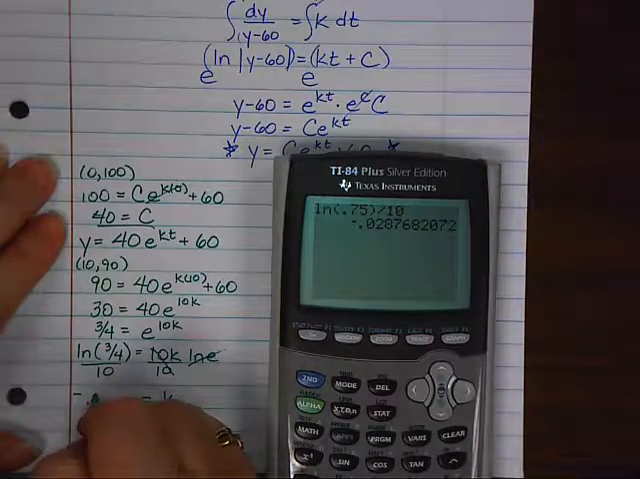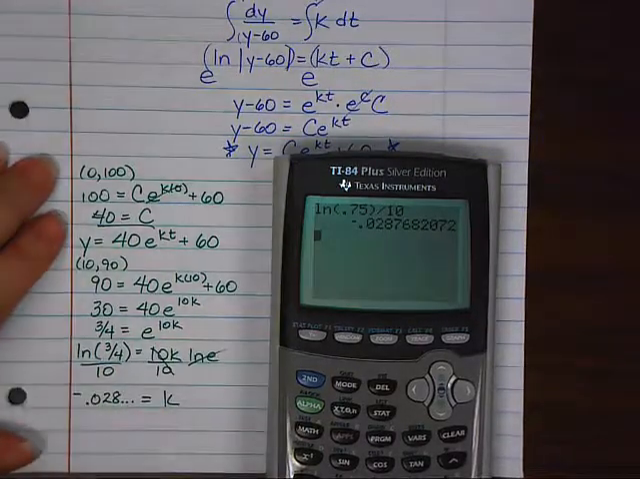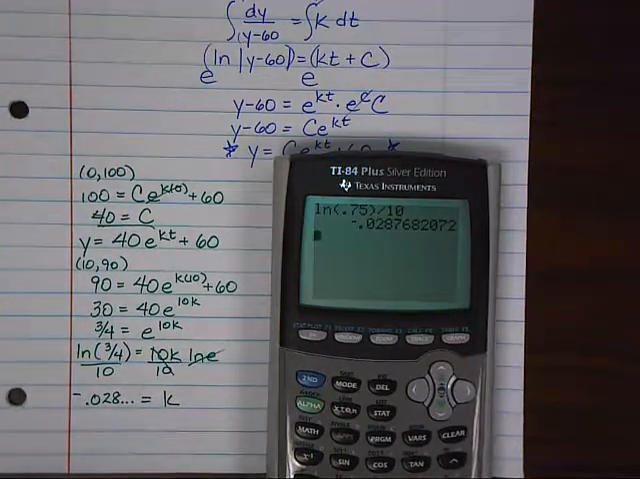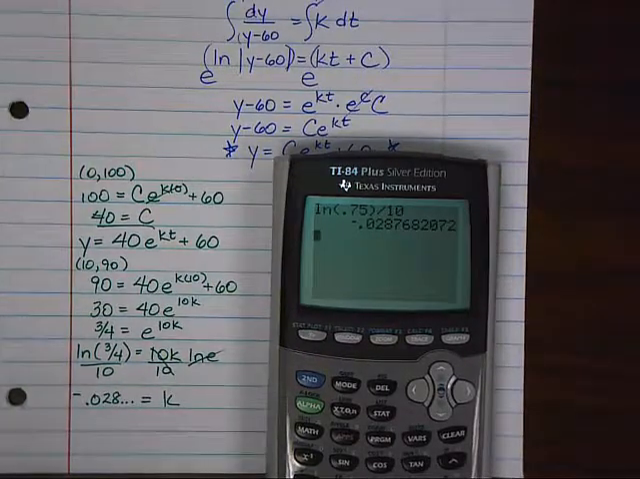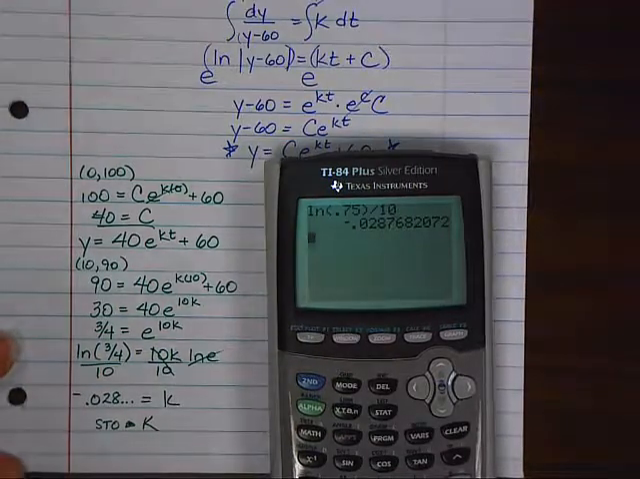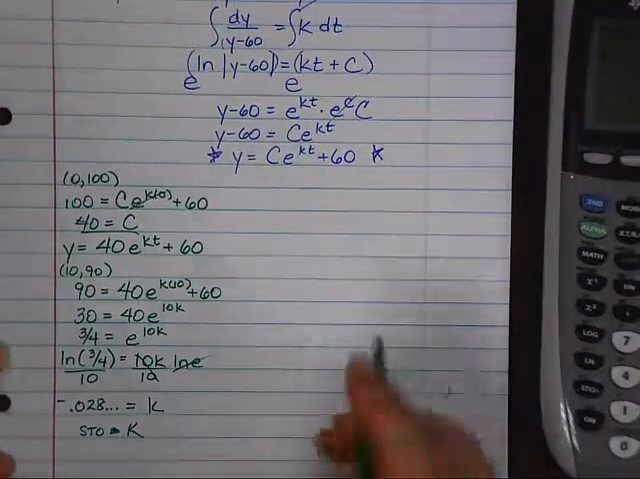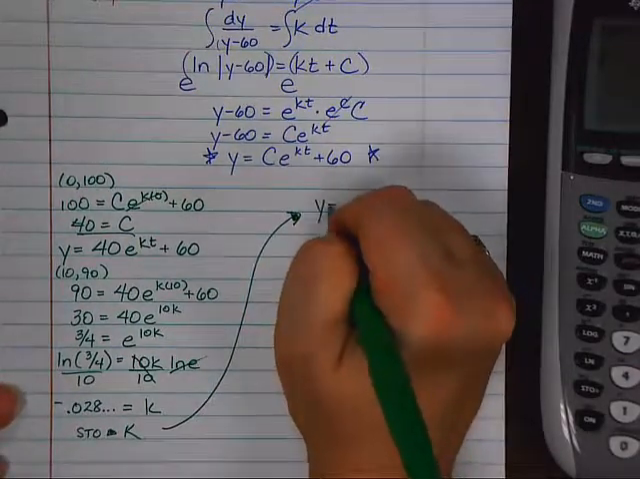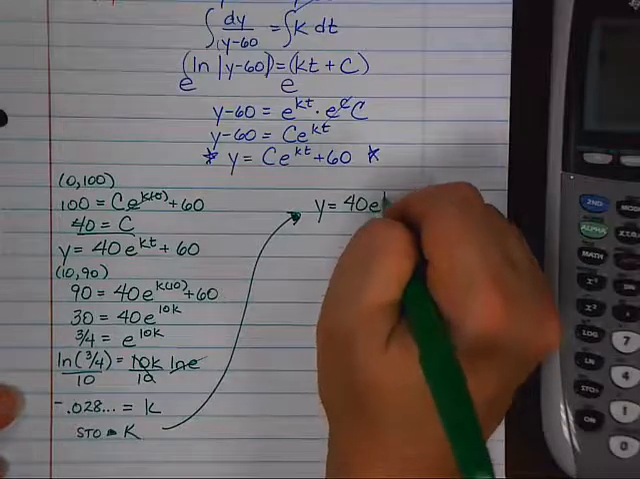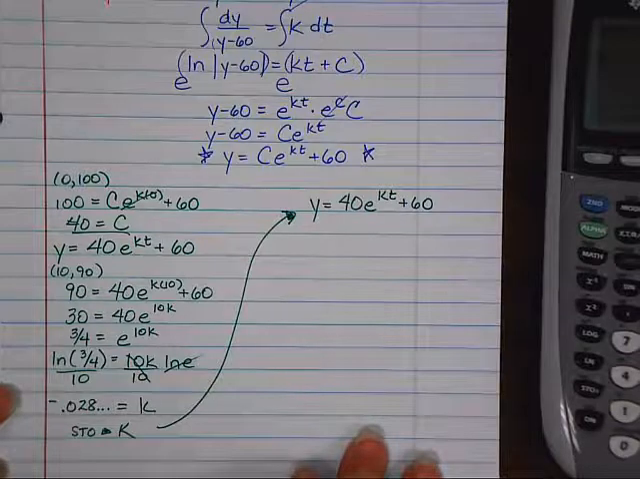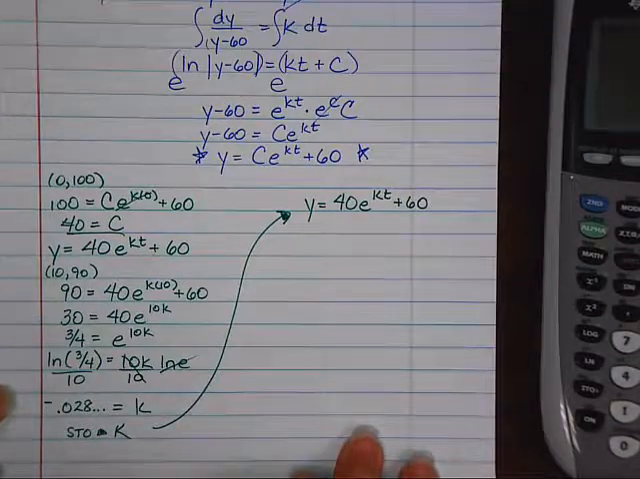Whoa. Why is it negative? Because it's cooling. It should be negative. If it's cooling, it better be negative. If it's not, you made a mathematical error. So store this for capital K, that way I don't have to write it anymore. So now back up here: y equals 40e^(Kt) plus 60. That is the particular solution for this problem.